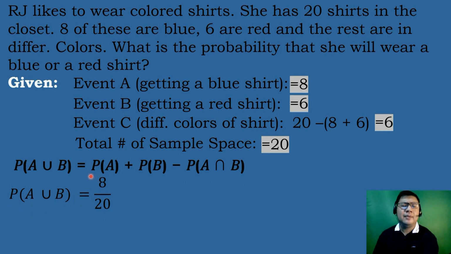And for the probability of A, we have event outcomes of A, which is equal to 8, all over the total number of sample space, which is equal to 20, plus the probability of B, so event outcomes of B, getting a red shirt, is equal to 6, all over the total number of sample space, which is equal to 20, minus the probability of A intersection B, so the total number of sample space is equal to 20, and the intersection of A and B is equal to 0, because she cannot wear a blue shirt and a red shirt at the same time. So this is equal to 0.